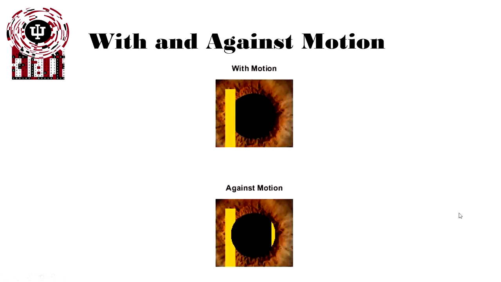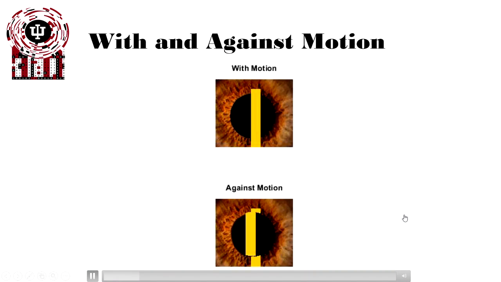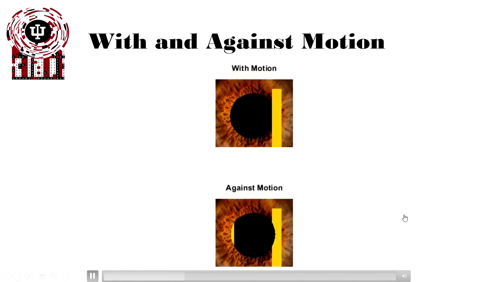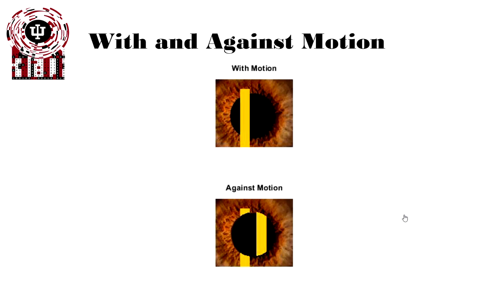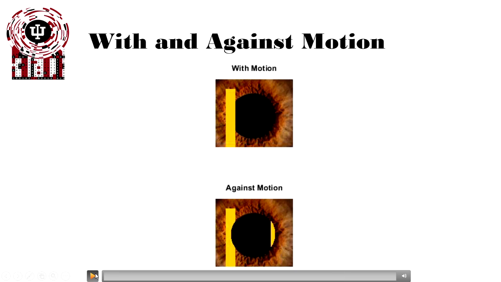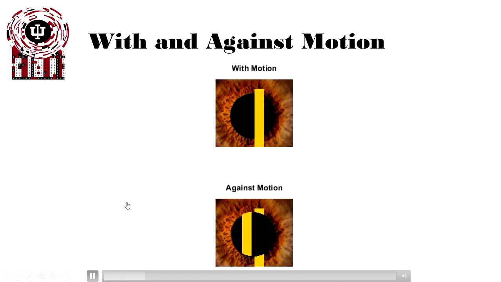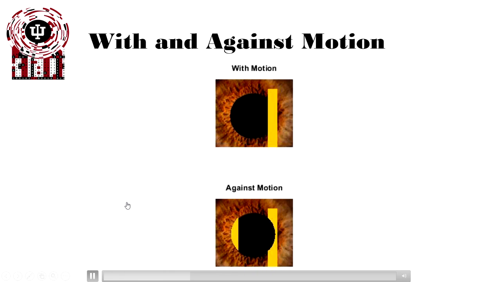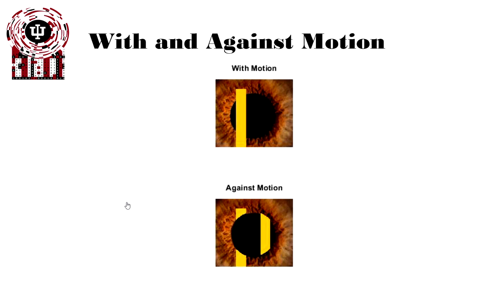Let's take a look at a video of that right now. At the top, we can see with motion, where the image slides across and the pupil stays aligned with the reflex on the iris. Against motion, on the other hand, is opposite. As we sweep that reflex across, the pupil returns light in the opposite area of the pupil compared to where the reflex is on the iris. And this is against motion.